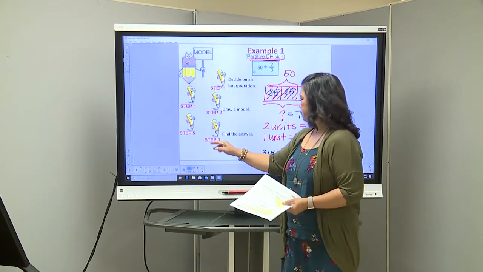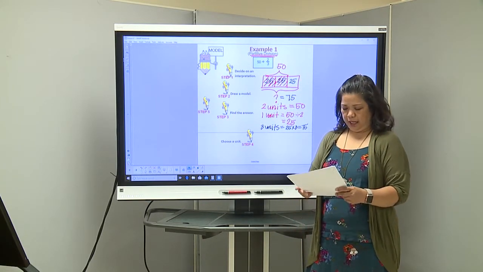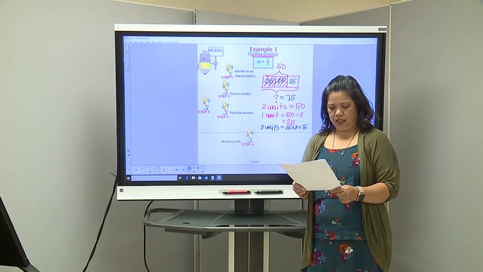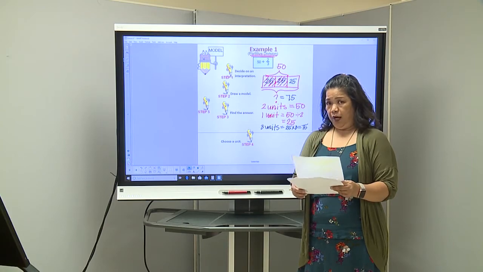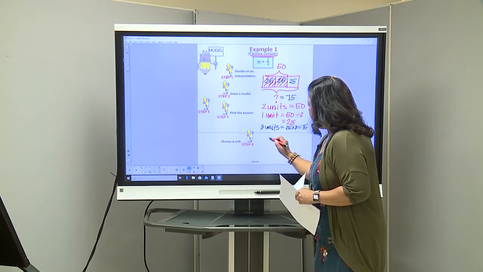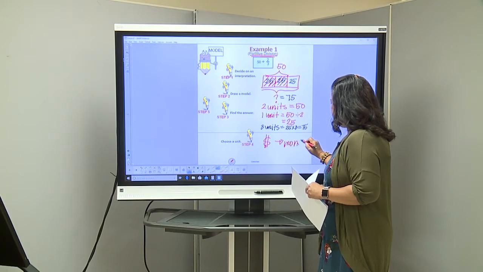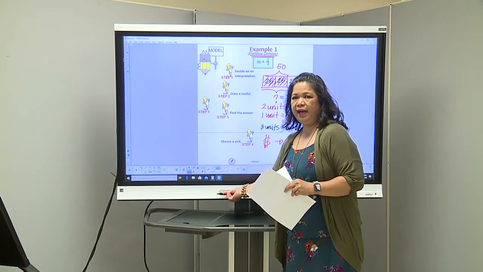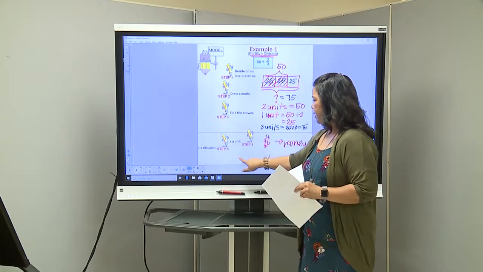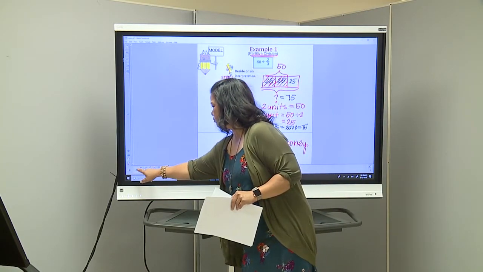Now, what's the next step? The next step is choose a unit. In this case, money units are often convenient to write word problems, because if we use money, we can see the before and after amount of money. In this situation, that's what we're going to use. And then we set up a situation writing our division problem.